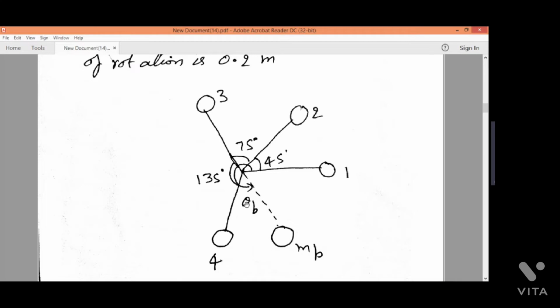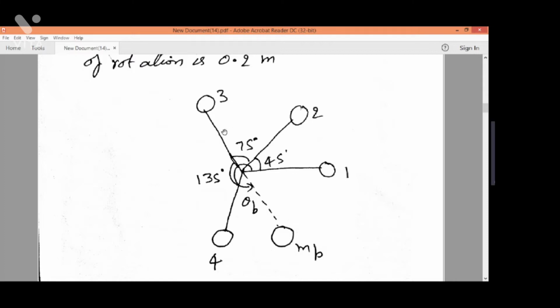Now when I fill the table, first we will see the angular positions. I am going to take this mass as the reference here, so all the angles should be measured from this reference. For theta 1 it is 0 because I have taken 1 as the reference. Theta 2, the angle of mass 2 from 1, is 45.